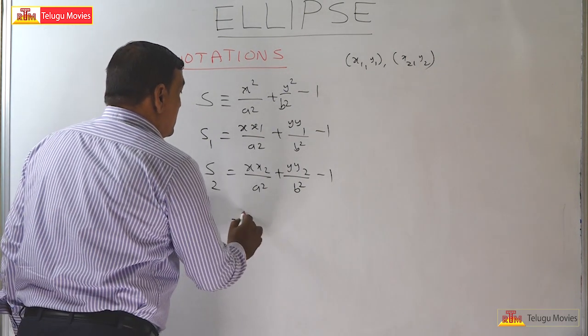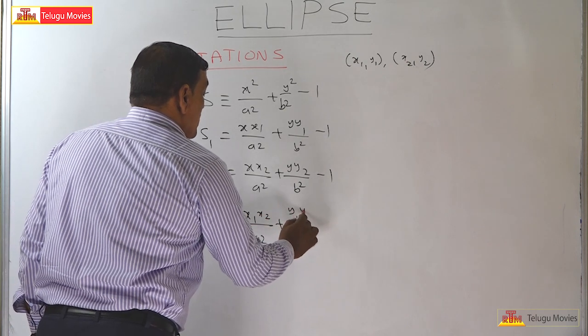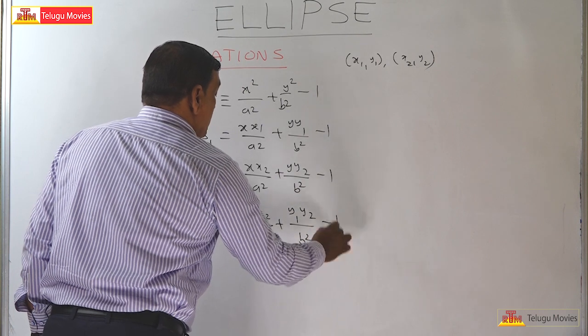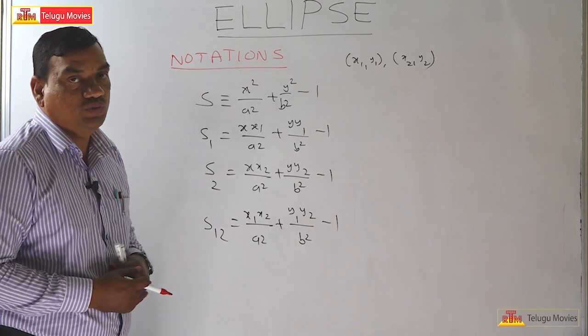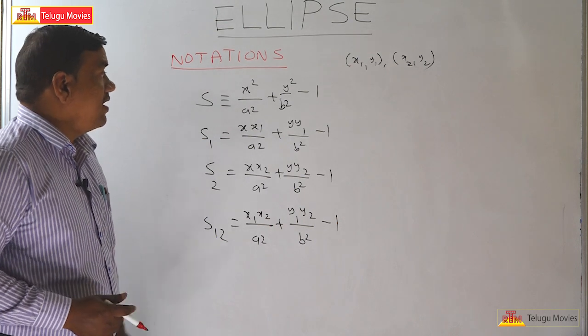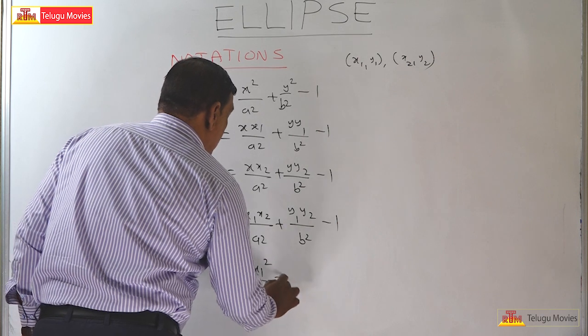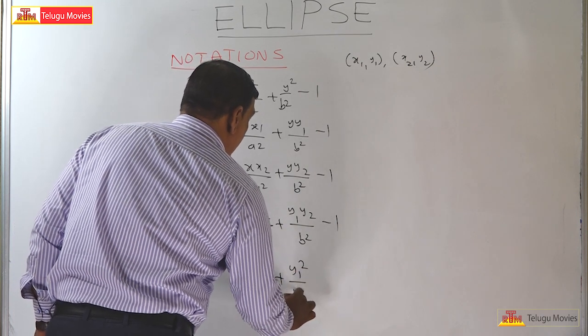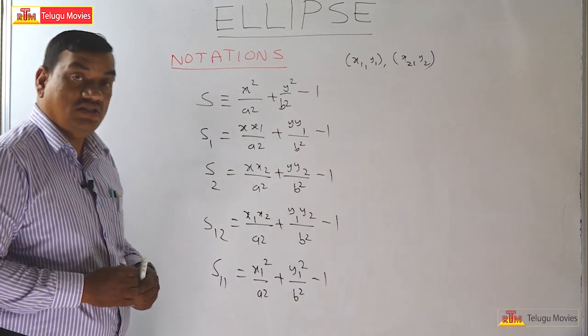Another symbol is x1 x2 by a square plus y1 y2 by b square minus 1. It is denoted by the sign S12. And the last and final one is x1 square by a square plus y1 square by b square minus 1. This is denoted with the symbol S11.